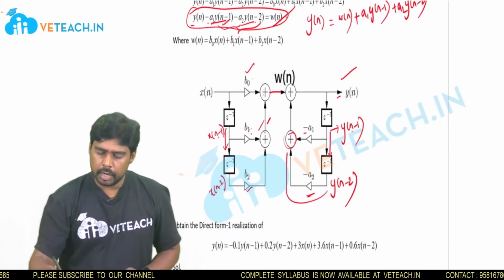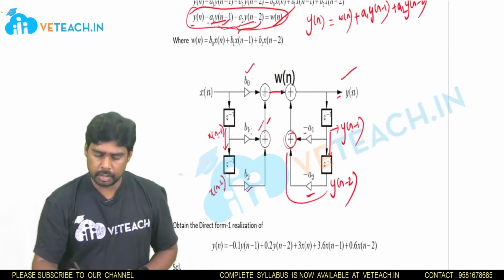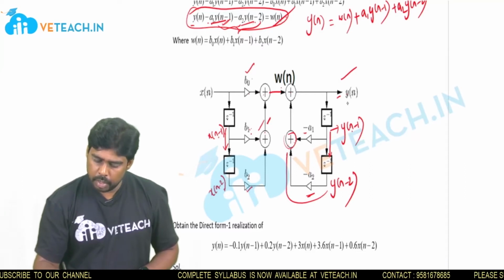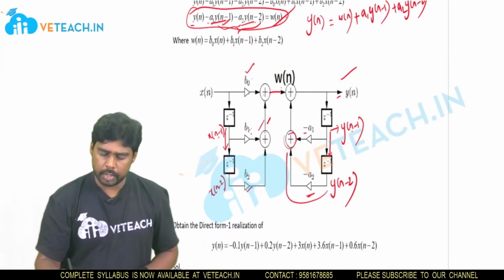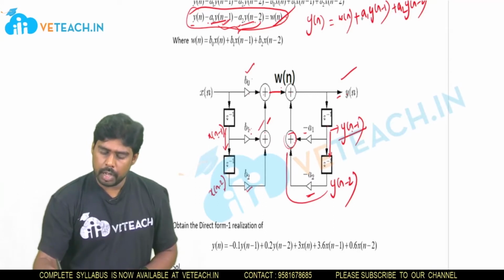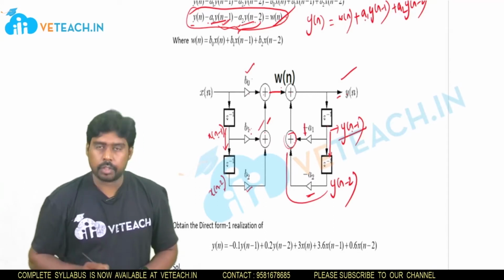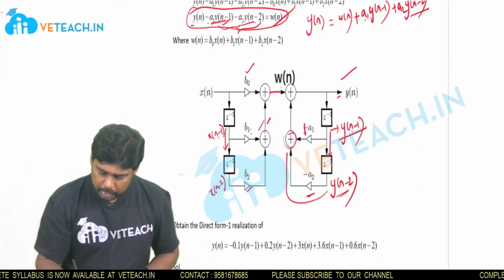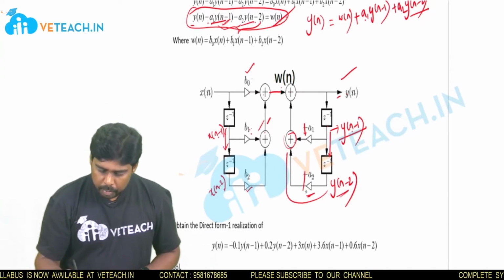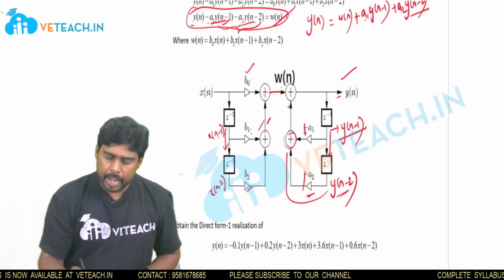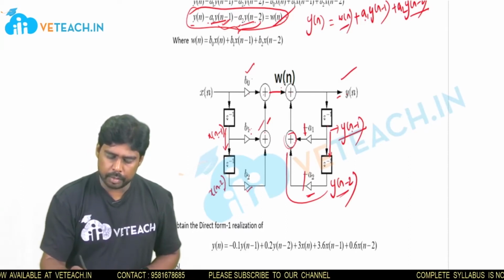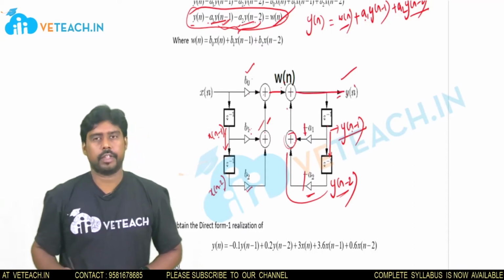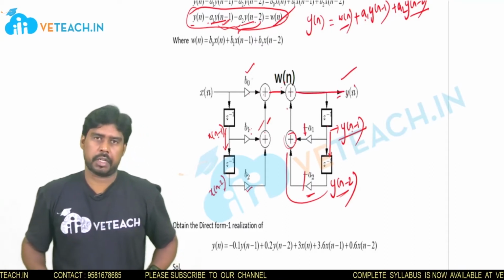That means w of n is this part, here this is w of n, and y of n, this is y of n. If it is sent through this block, it is y of n minus 1, and that should be multiplied with a1, and y of n minus 2, that should be multiplied with a2. And after multiplying these two, you need to add these two with w of n, and the output is nothing but y of n. So this is direct form 1 structure.